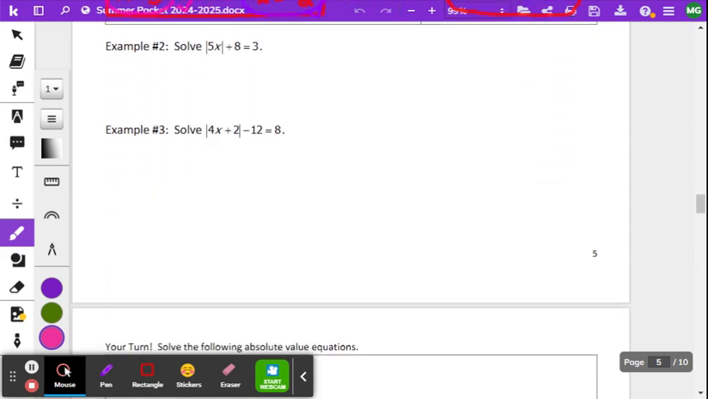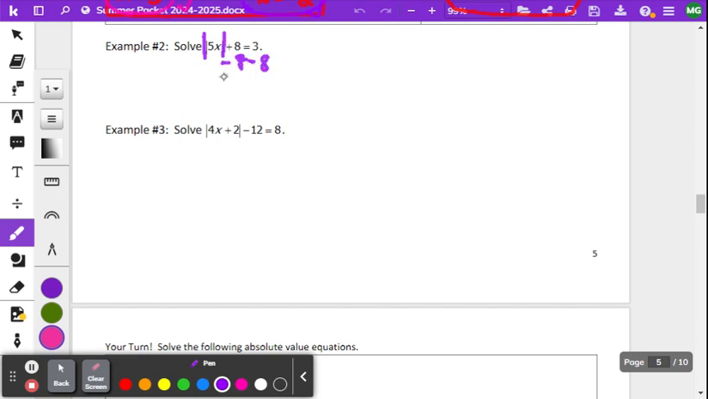So let's think about those steps that we talked about. We look at our original equation, and what we're going to do is isolate our absolute value. In order to do that, we have to move this 8 over to the other side by subtracting it. What we get is the absolute value of 5x equals negative 5.